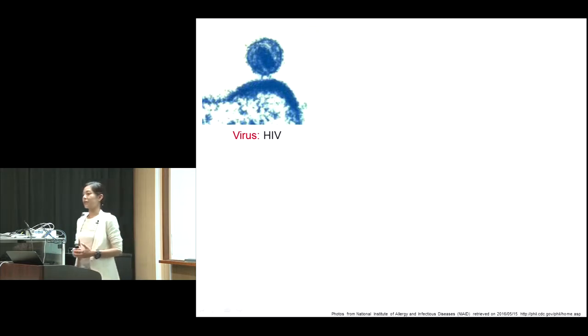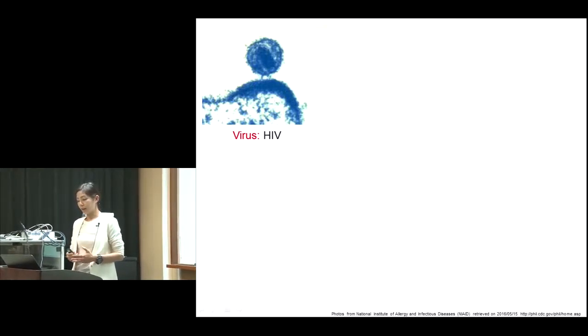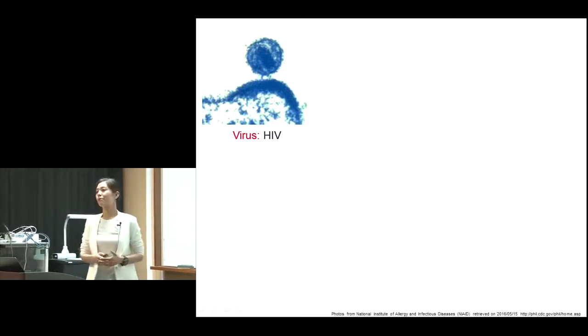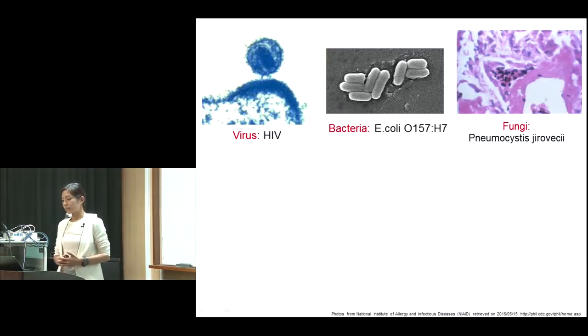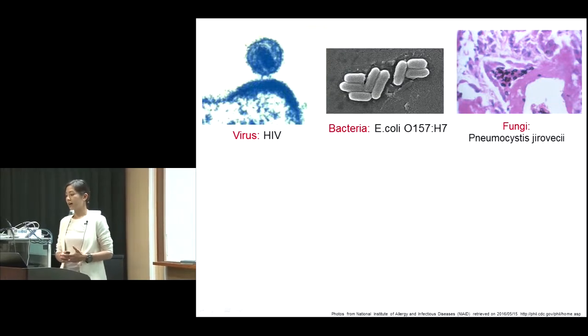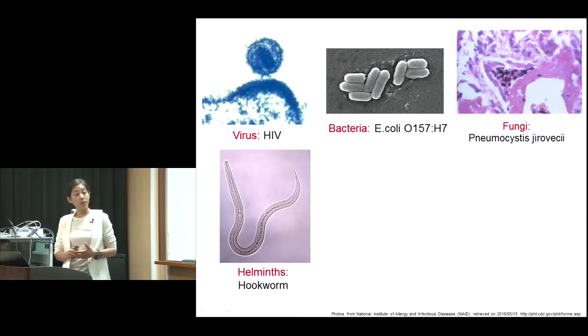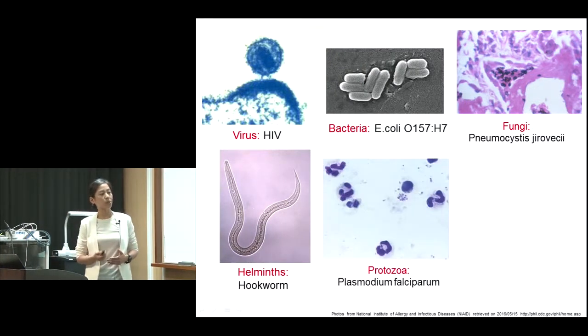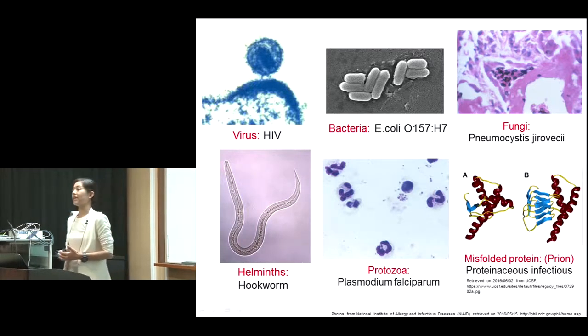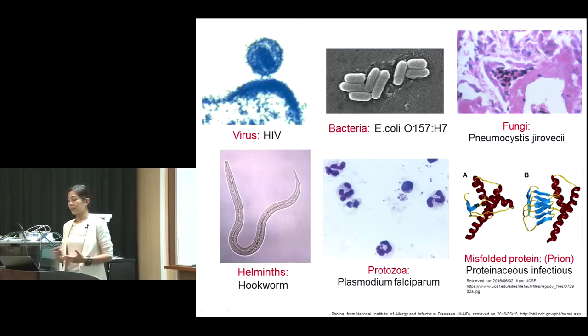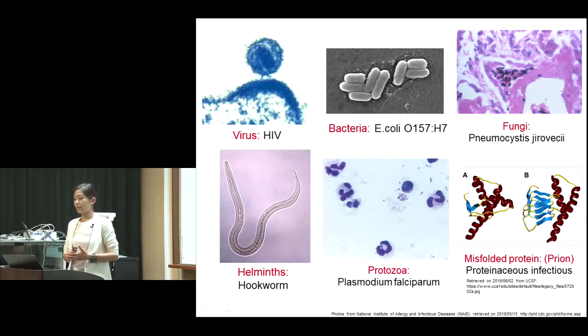I would like to start off introducing the agents which cause infectious diseases. They are largely categorized into 6 groups. The first one, the virus, for example, the well-known HIV, and bacteria such as E. coli, the virulent strain of which can cause bloody diarrhea. There are also fungi such as Pneumocystis jirovecii, the cause of Pneumocystis pneumonia, helminths such as hookworms, and protozoa such as Plasmodium falciparum, the cause of malaria. The last category is the prion, which was coined recently in 1982, and causes transmissible neurodegenerative diseases such as Creutzfeldt-Jakob disease.